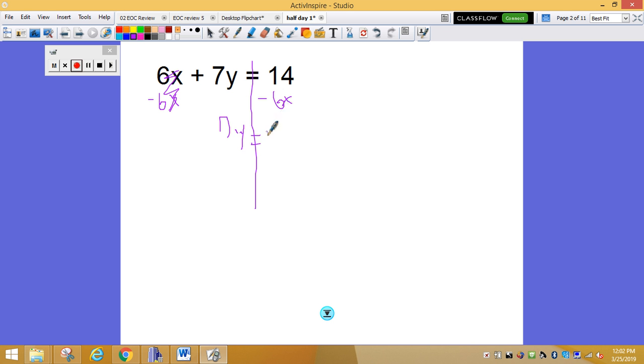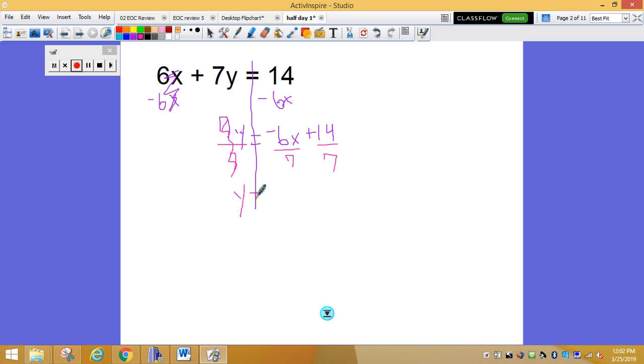Over here again it's a negative 6x, so I'm going to write that first. And it's a positive 14, so I'm going to put plus 14. Now, is y by itself? No, it has that 7 with it, and they're multiplying. The opposite of multiplying is dividing, so I'm going to divide by 7. Everywhere, divide by 7, divide by 7.